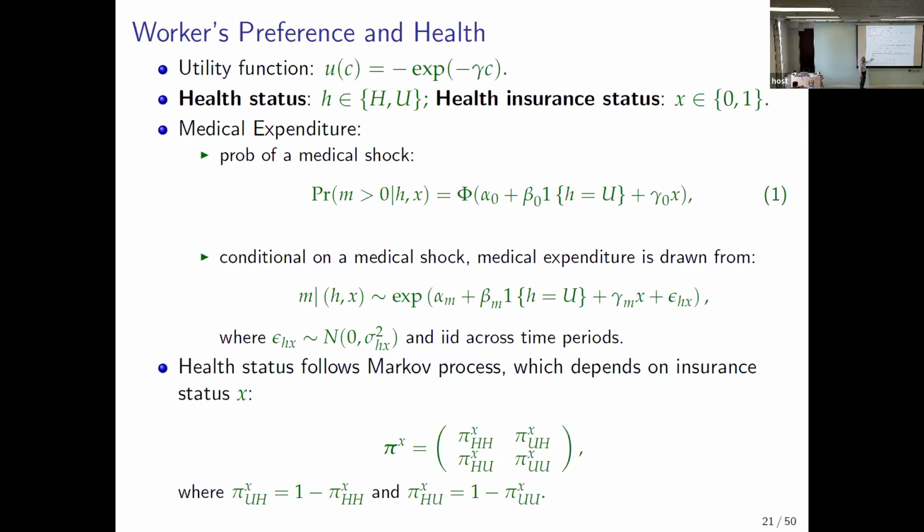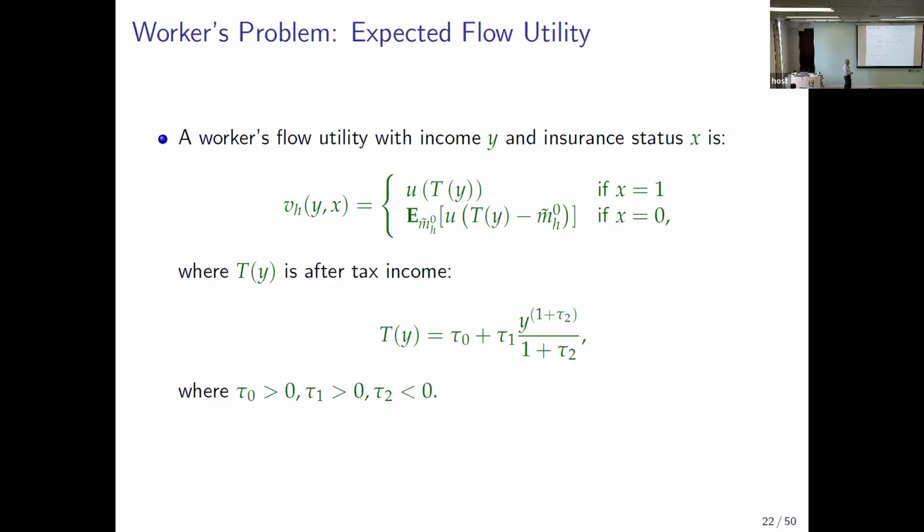And this is how we capture the impact of health insurance on health evolution, right? So health could transition from healthy to unhealthy. If healthy this period, there's some probability you'll remain healthy next period. That's pi HH. But pi HH depends on whether you have health insurance or not. Pi UU also depends on whether you have health insurance or not. So basically, here we are saying pi 1 HH, for example, is higher than pi 0 HH. If you don't have health insurance, you are less likely to remain healthy than if you have health insurance. These parameters will be estimated using the data.